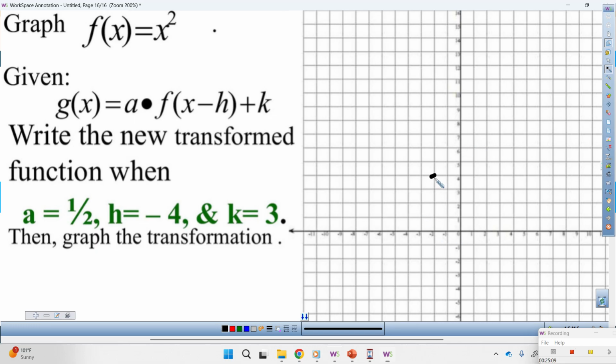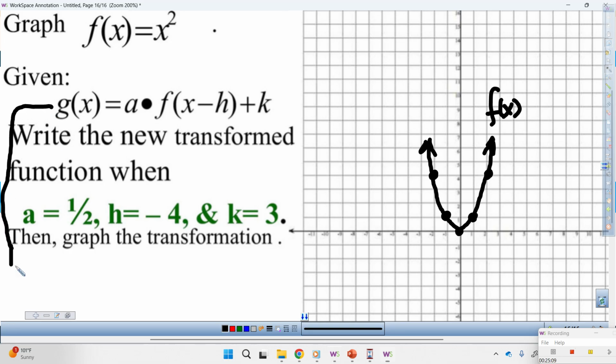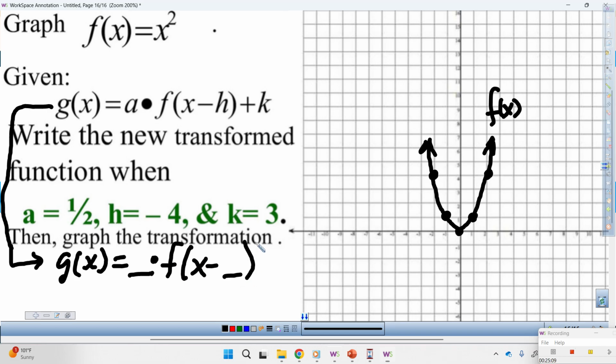-2, 4, -1, 1, 0, 0, 1, 1, 2, 4. And we label that f of x. Next, we rewrite this one down here, but with blanks. G of x equals blank times f, x minus blank squared, blank, or plus blank.